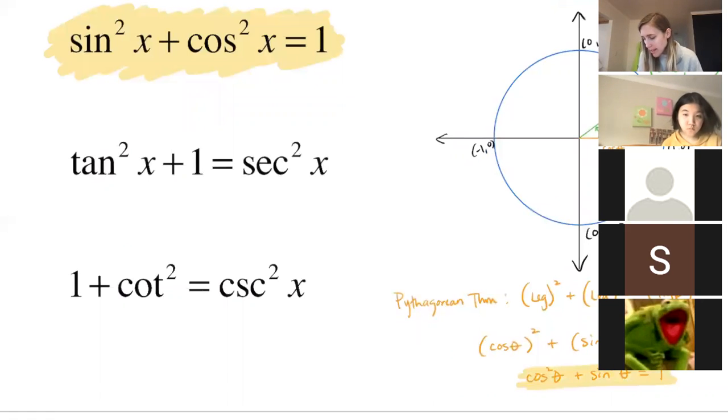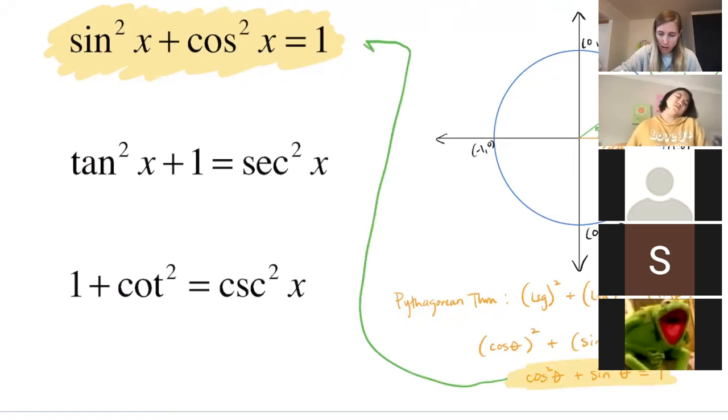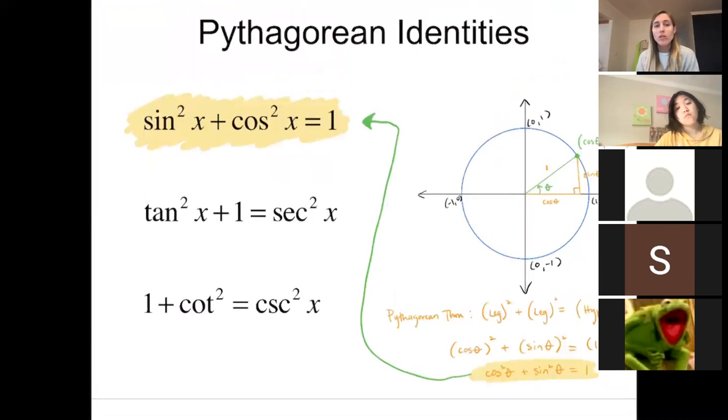Remember, theta is just a variable, right? You could think of any variable. The way that I have it written up here, the input is x, but it could also be theta. It doesn't matter. It could be beta. It could be, I don't know, z. Doesn't matter. So sine squared plus cosine squared, or cosine squared plus sine squared, doesn't matter the order because addition is commutative, is always equal to 1.